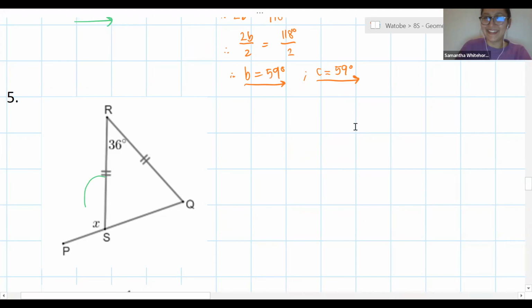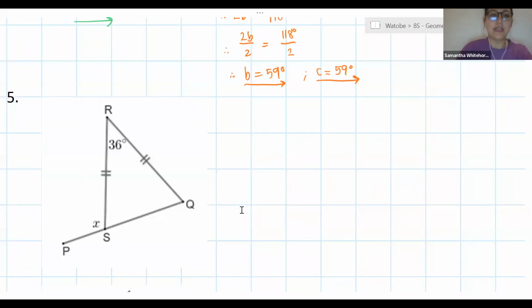Ma'am, I'll start by saying, I said 180 degrees minus 36 is equal to 144 degrees, and then I divided by 2 because the two opposite sides are equal.